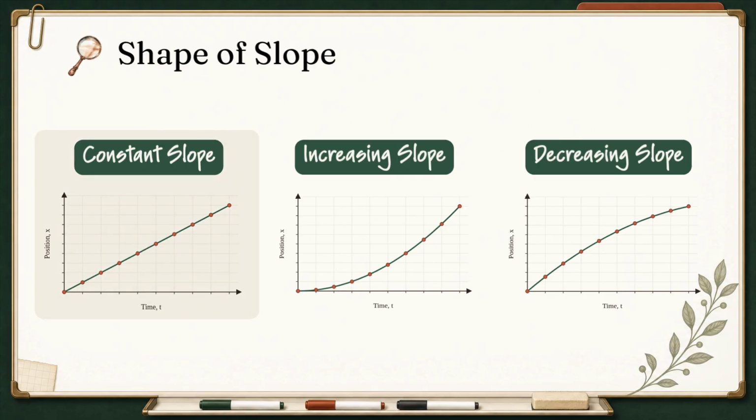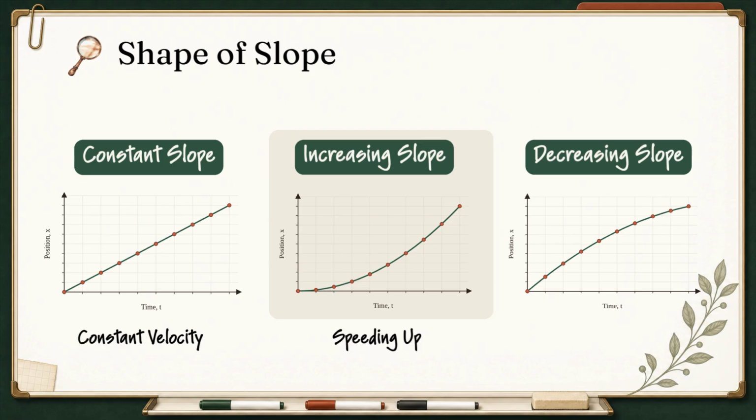So a constant slope, positive or negative, means that the object is moving with a constant velocity. A slope that's getting steeper over time, we would call it an increasing slope, indicates that you have an object that's speeding up. And if you have a decreasing slope or a line that's kind of flattening out over time, that indicates decreasing velocity or an object that's slowing down.